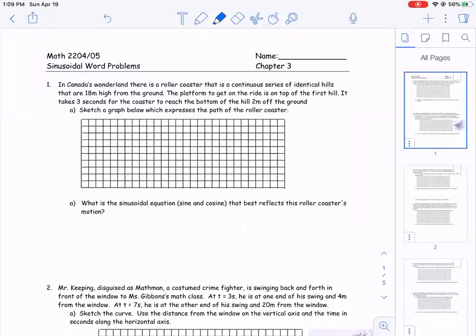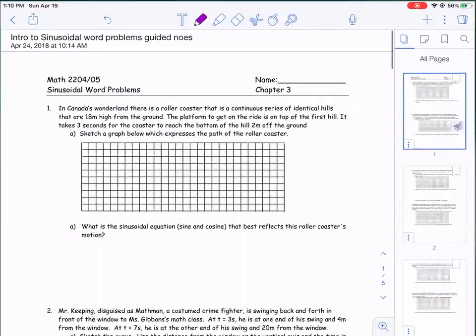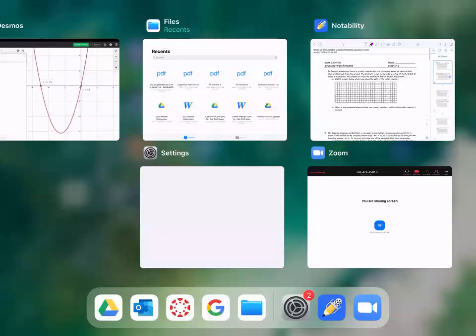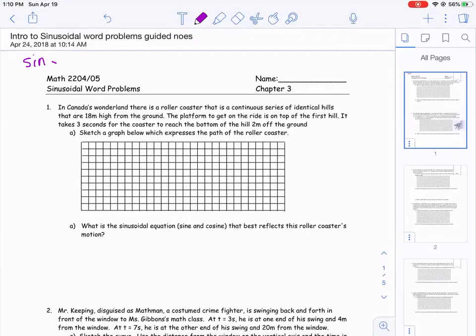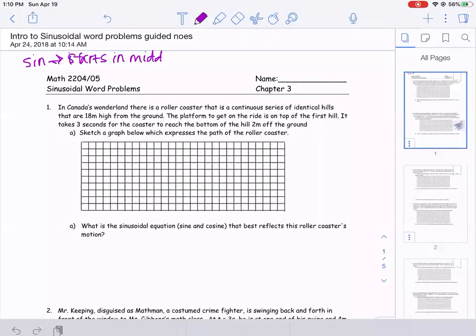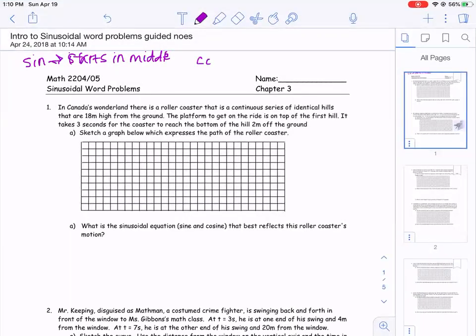So the first thing that I like to do when I do these is decide if it's sine or cosine. Something's going to be sine if it starts in the middle. And something's going to be cosine if it starts at a max or min.